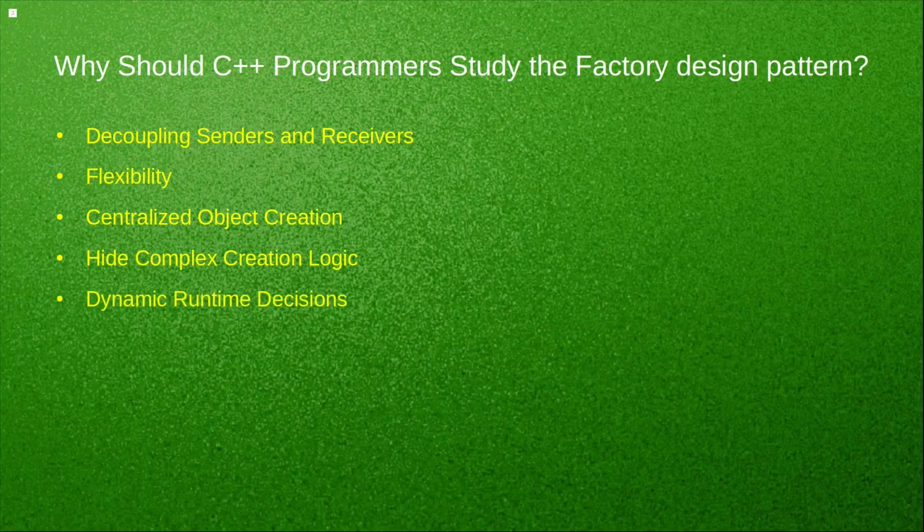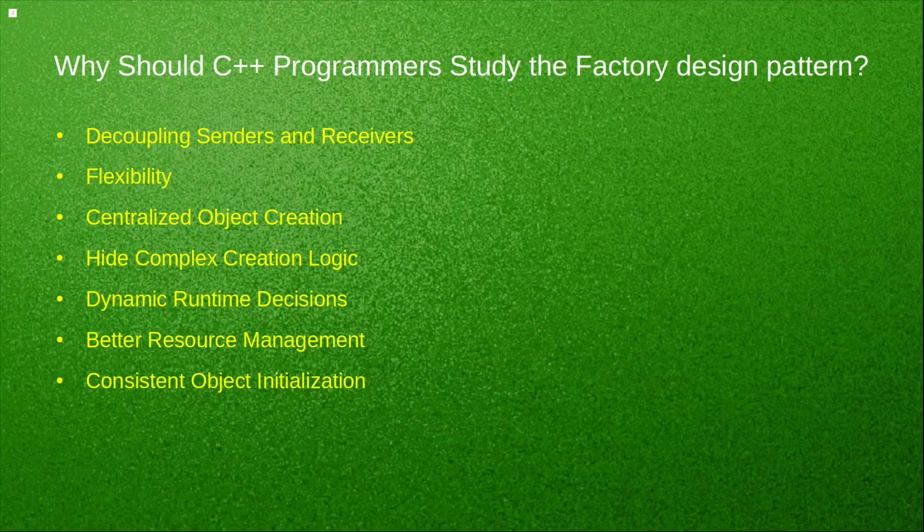Dynamic runtime decisions. The factory pattern allows for decisions about which classes to instantiate to be made at runtime based on certain run conditions or parameters. This brings about a dynamic aspect to object creation. Better resource management. C++ being a language where resource, typically memory, management is crucial, factories can help ensure that objects are efficiently created and destroyed, assisting in resource management.